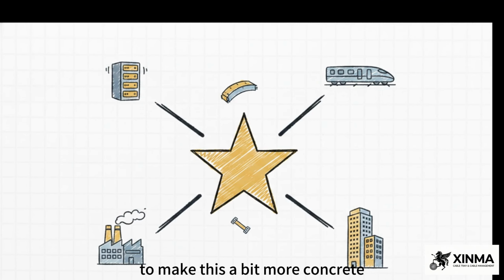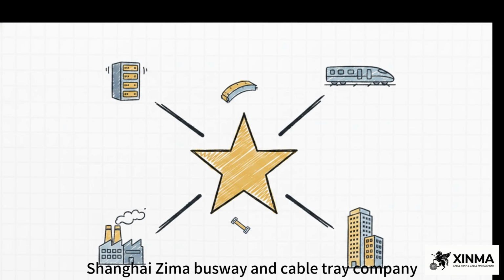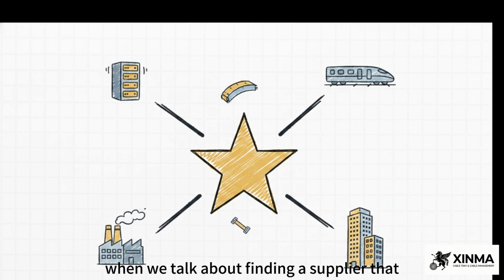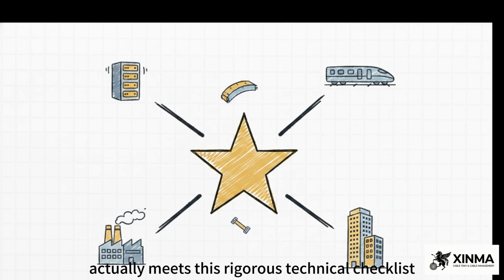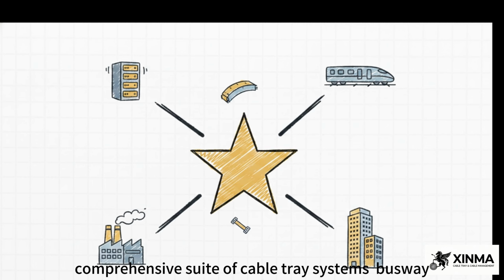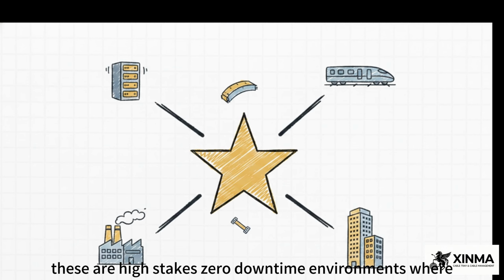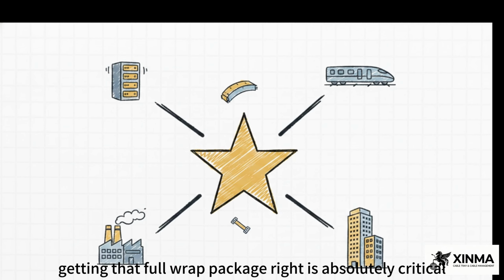To make this a bit more concrete, the data provides us with a real gold standard benchmark, Shanghai Xinma Busway and Cable Tray Company. When we talk about finding a supplier that actually meets this rigorous technical checklist, this is exactly what that profile looks like. They manufacture a really comprehensive suite: cable tray systems, busway, seismic bracing, intelligent cable management. And look at the sectors they serve: data centers, rail transit, massive industrial plants, commercial buildings. These are high stakes, zero downtime environments where getting that full wrap package right is absolutely critical.